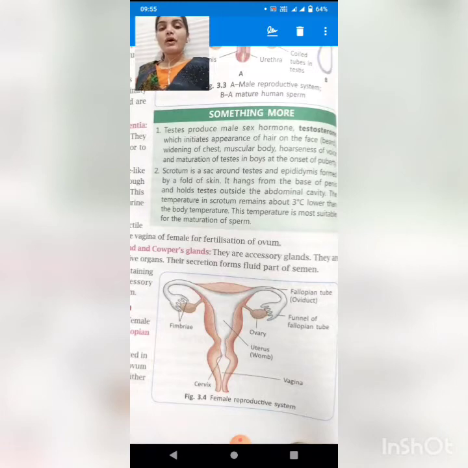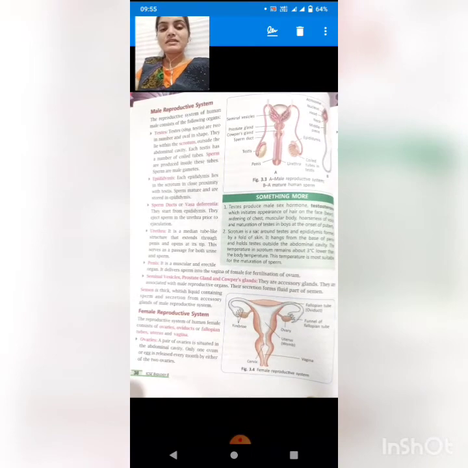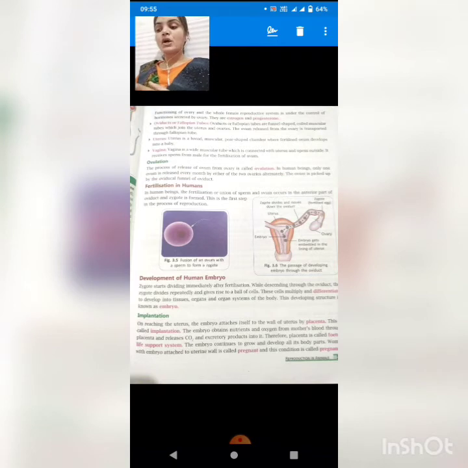After this, students, you can see the next topic is ovulation. Now what is ovulation? It is the release of ovum from the ovary. When the ovary releases an ovum, that process is known as ovulation. In human beings, only one ovum is released every month by either of the two ovaries alternately.